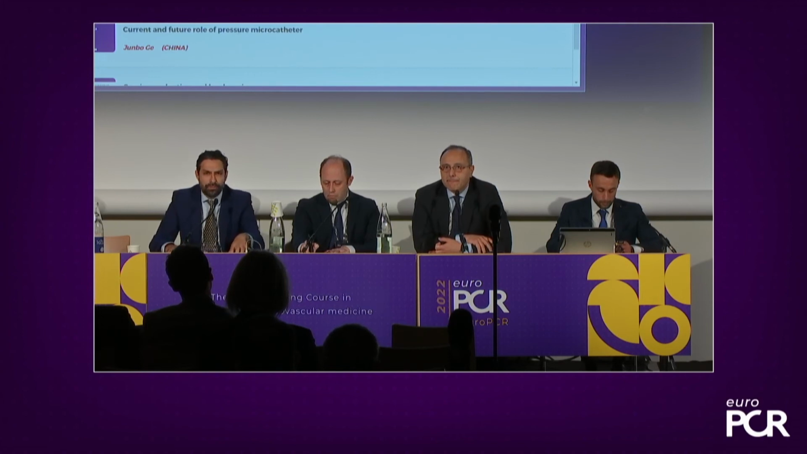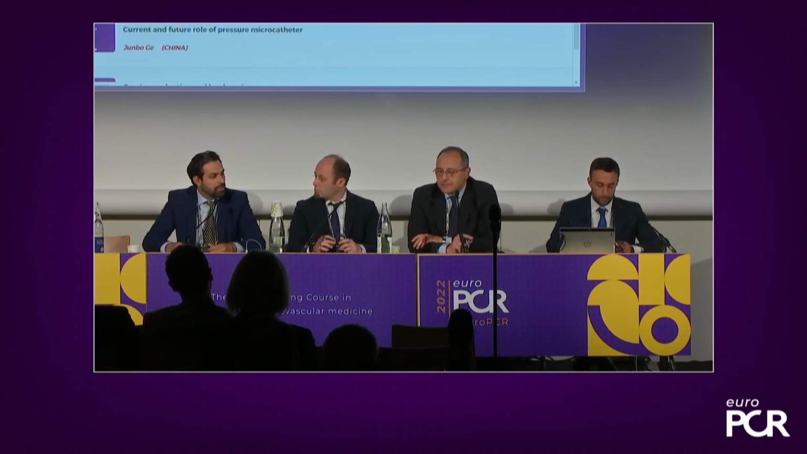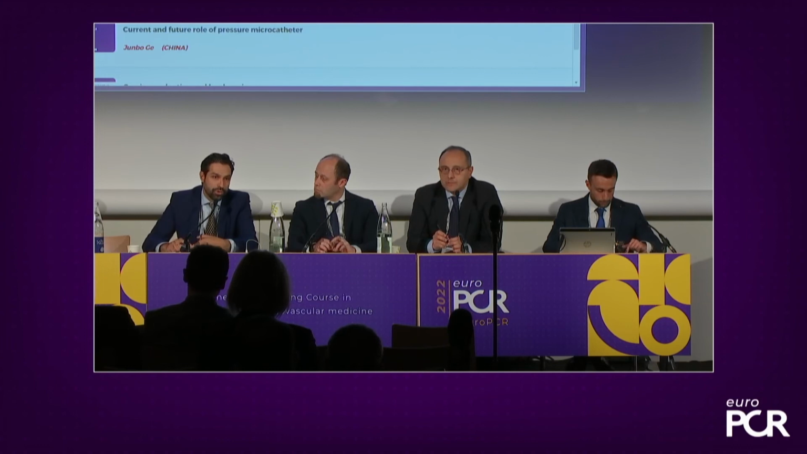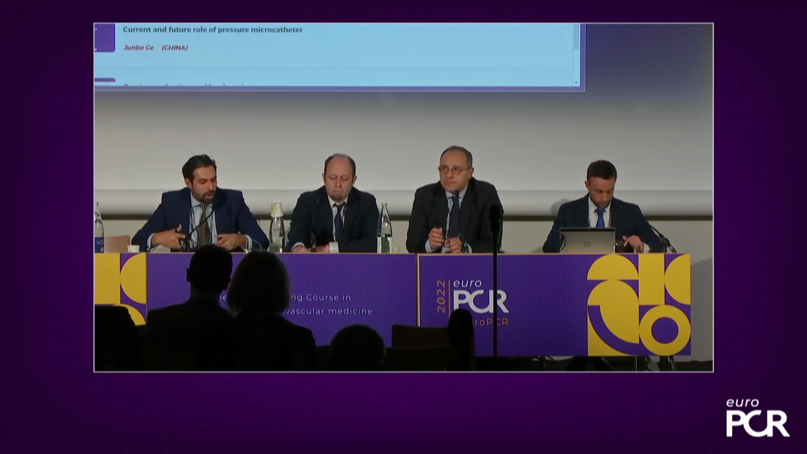And then we said, okay, maybe manual pullbacks are enough. So we said, okay, let's compare them. So we did a trial that was published by Jerome Song in CCI a couple of months ago, comparing the information that we can extract from a motorized pullback and a manual pullback, and it's exactly the same. So, of course, doing a manual pullback reduces time, and avoids the necessity of having additional hardware on the table, and I think that is enough.